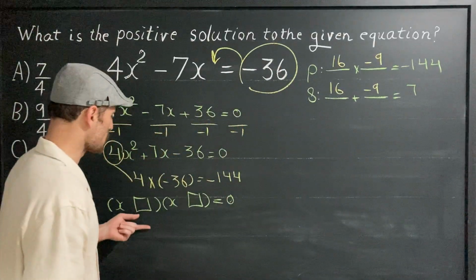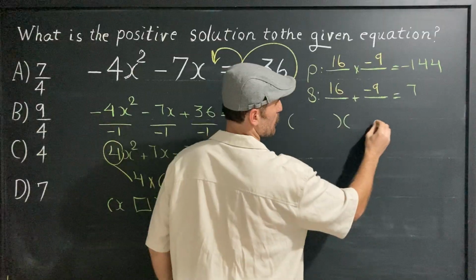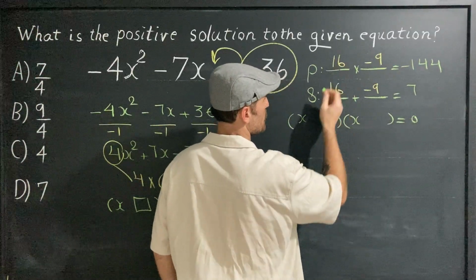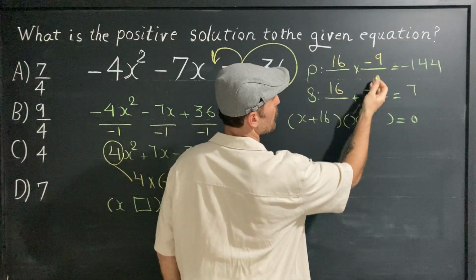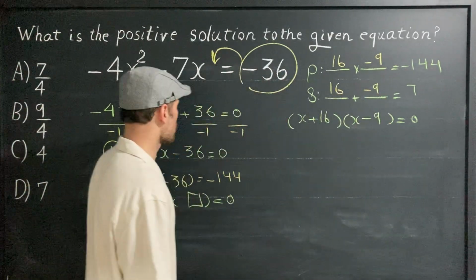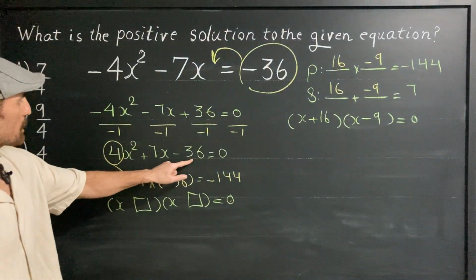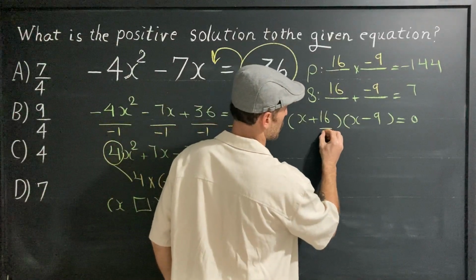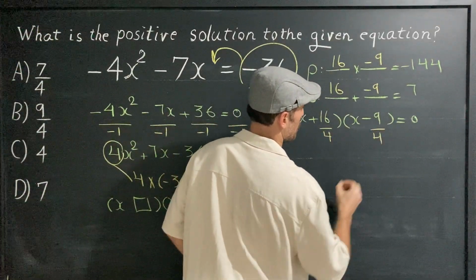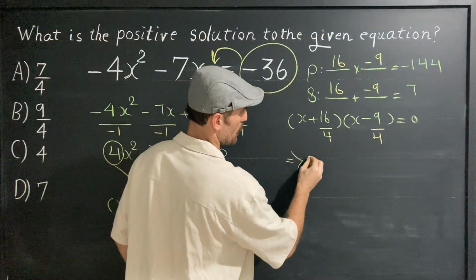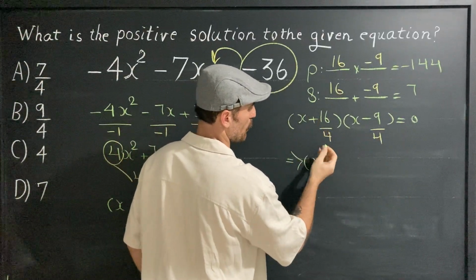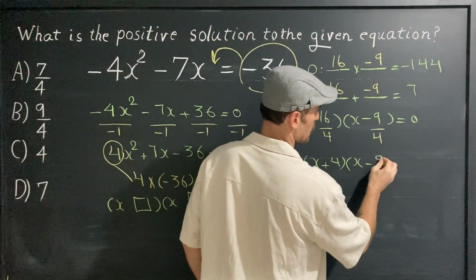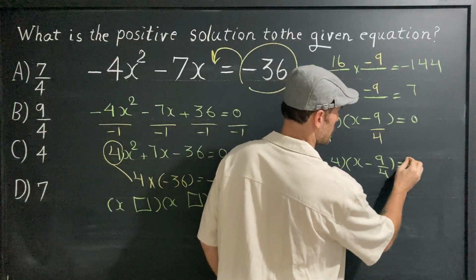So let's rewrite this. Two factors, right side 0, first term x, 16 here, negative 9 here. Do not forget, here we multiplied the constant term by this leading coefficient. So we need to divide these two numbers by 4. It is going to be x plus 16 divided by 4, which is 4, times x minus 9 over 4 equals 0.